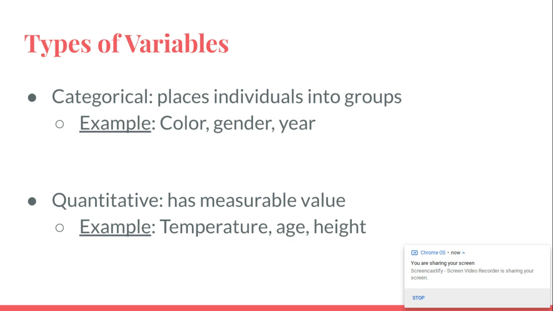The other type of variable is a quantitative variable. It's not necessarily numeric, but they are measurable values, and they are depicted using stem plot graphs, histograms, scatter plots, and line graphs. Some examples of these are temperature, age, and height.